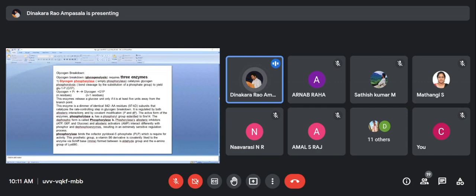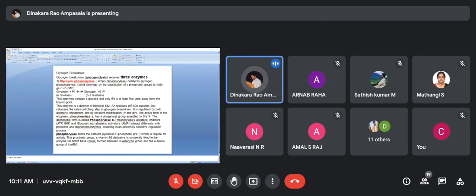So the phosphorylase A form has a phosphate group esterified at serine 14, and the dephospho form is called phosphorylase B. Phosphorylase allosteric inhibitors are ATP, glucose 6-phosphate, and the glucose molecule. These are inhibitors for this enzyme. The active, phosphorylated form is called phosphorylase A. This active form is inhibited allosterically by the ATP molecule, glucose 6-phosphate, and glucose.